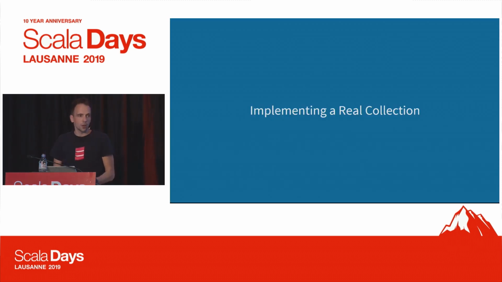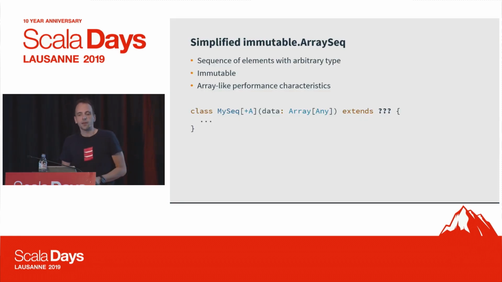Okay, let's move on to the real collections though. We'll start with something like this. We're going to implement a sequence of elements with arbitrary types. It's supposed to be immutable and have array-like performance characteristics. So it's basically immutable.ArraySeq, which exists in the standard library.